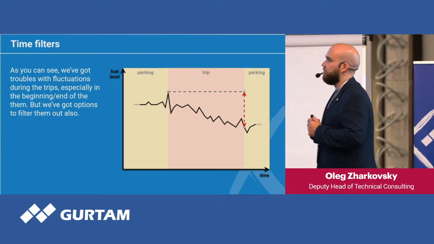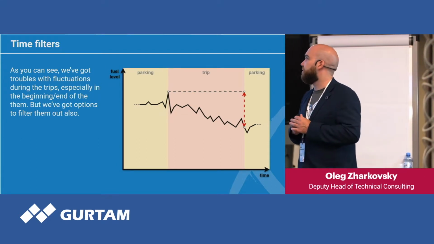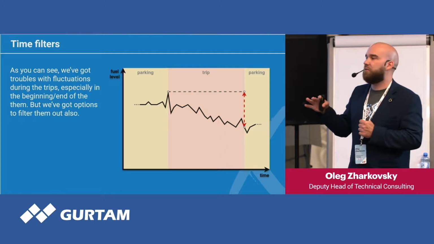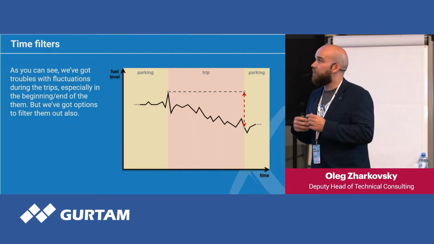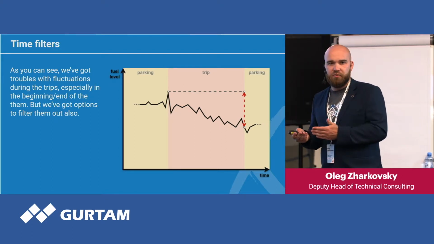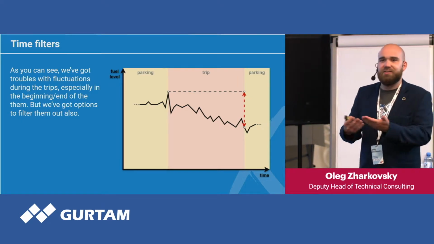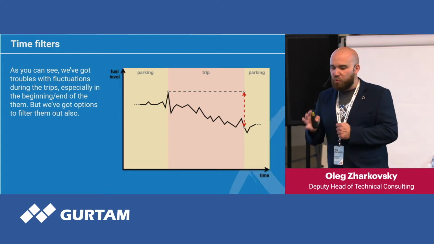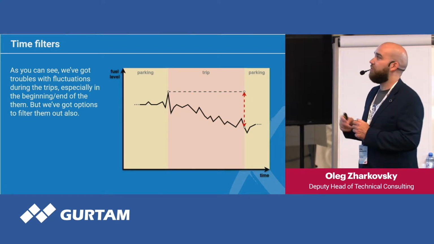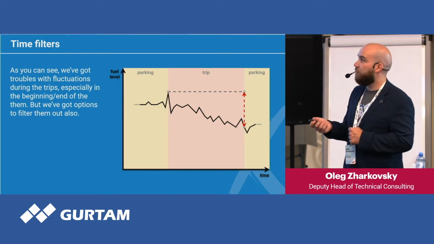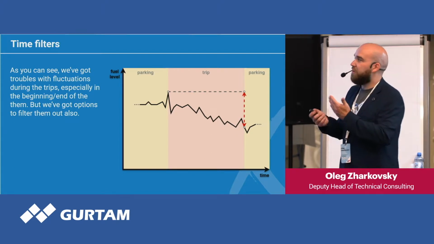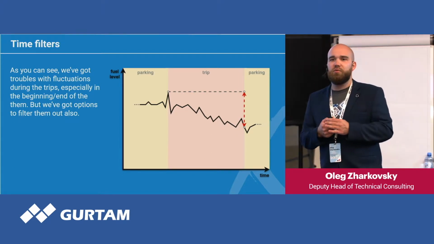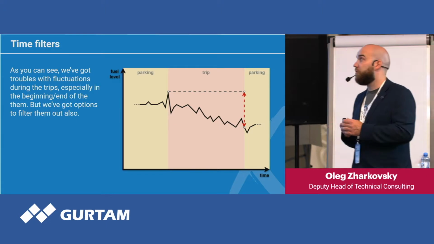The next option is some kind of a time filter. We've got some fluctuations in the beginning and in the end of the trip because of the start and end of the movement. These fluctuations can spoil all the results in the report. With the help of some additional time filters, timeouts, you can get a better result in the report.